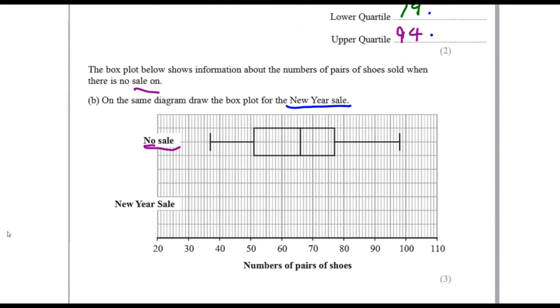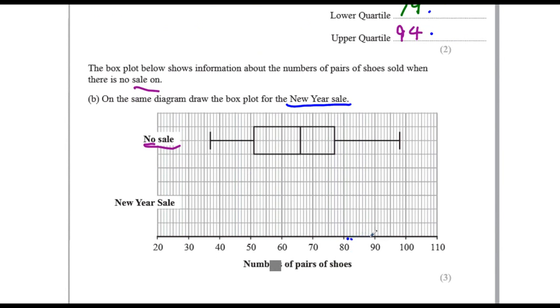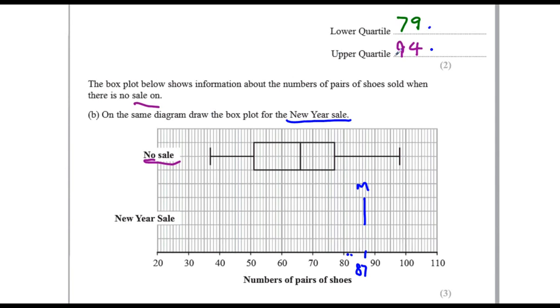Let's put the median on first at 87. 80, 1, 2, each little line is 1, 2, 3, 4, 5, 6, 7, 87. Now let's draw a line here for our median. M for median. Let's use the colour code still. We did our lower quartile in green, 79. So one off 80. There it is, 79, lower quartile. We did our upper quartile in purple, 94. 91, 2, 3, 4. So upper quartile.